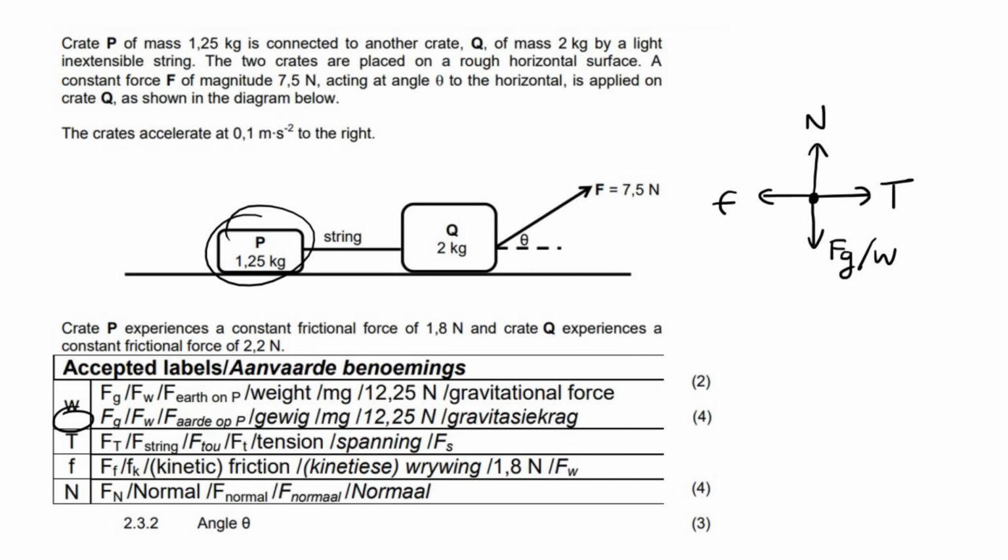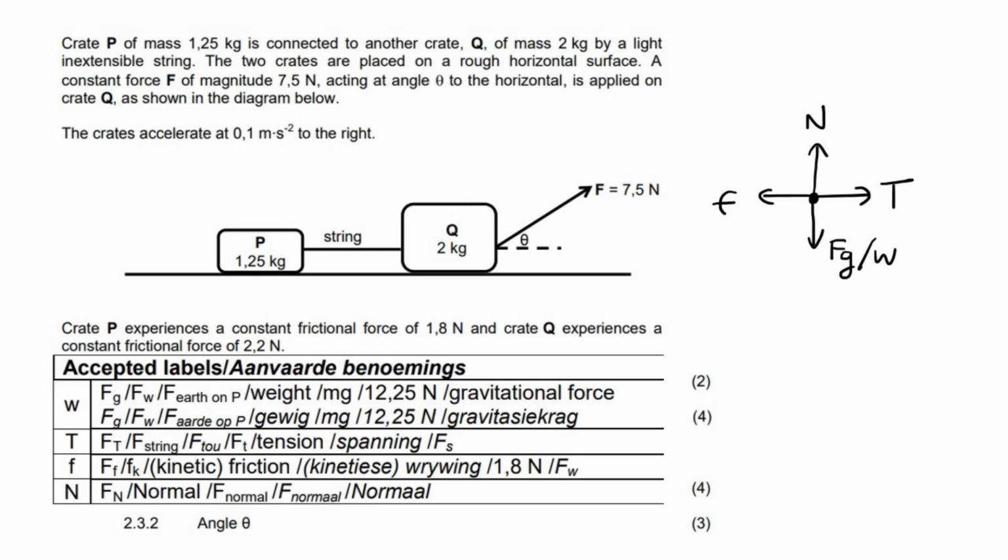Now, I just wanted to quickly show you on the memo, because learners often ask me, can we use different things? So I said you could use FG or W, but you could have used FG, FW, F Earth on P. Goodness me, I've never seen that before. Some people even put the size. You know, if you multiply this by 9.8, it'll give you the size. There's FT, F string for the tension.